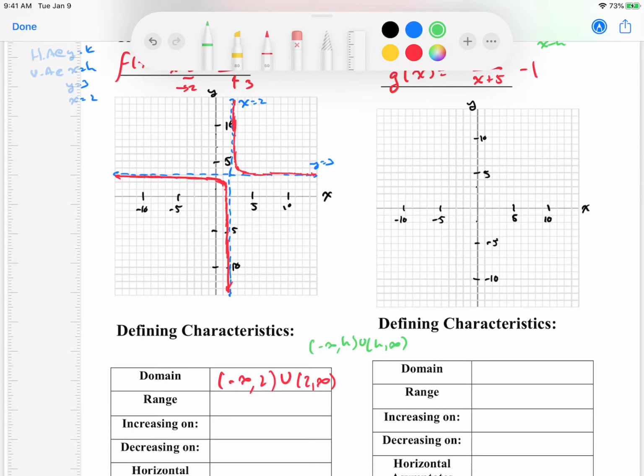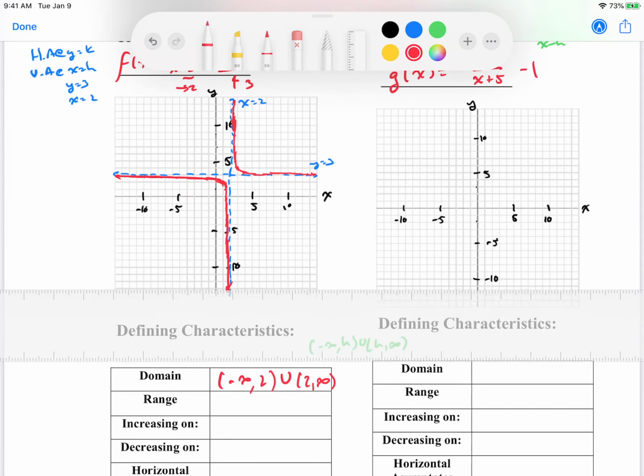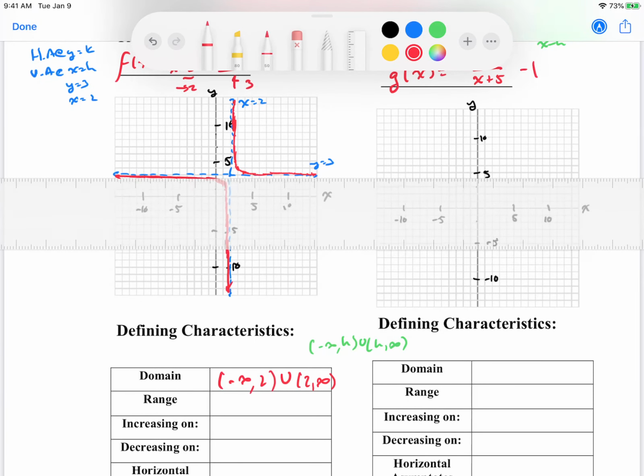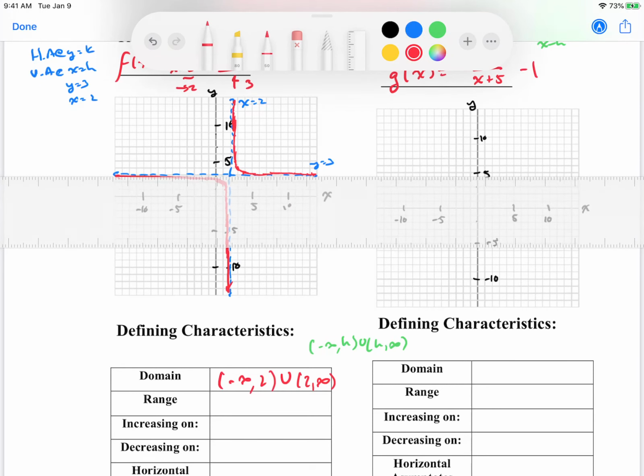And then our range is going to be very similar. Our range starts at the bottom and goes up, so from negative infinity, and the only value that we can't ever equal is positive 3. So our range is going to be from negative infinity to positive 3 in union with positive 3 to positive infinity.